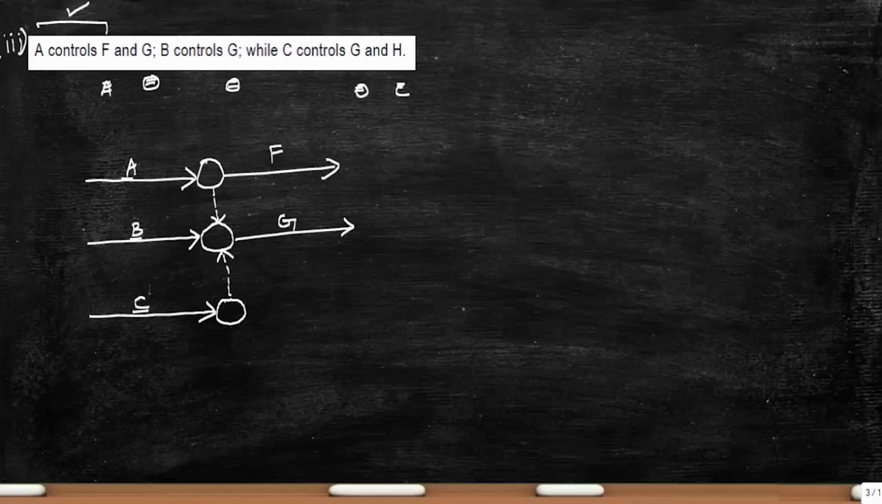And in the question it is mentioned that H is also controlled by C, so I can draw activity H here. So in this way we can draw the network diagram for this case. We have some more case studies on network diagram which we'll take up in the next session.